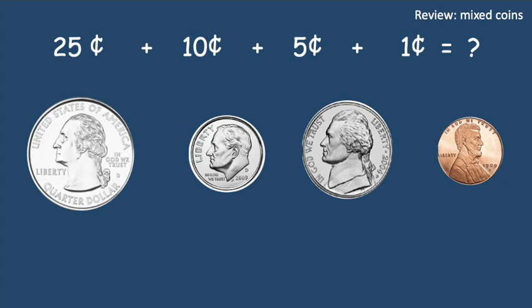Another strategy you could try is counting on. So here I start with 25 cents and count on 10 cents to get 35 cents. 35 cents plus 5 cents equals 40 cents, and 40 cents plus 1 cent equals 41 cents.